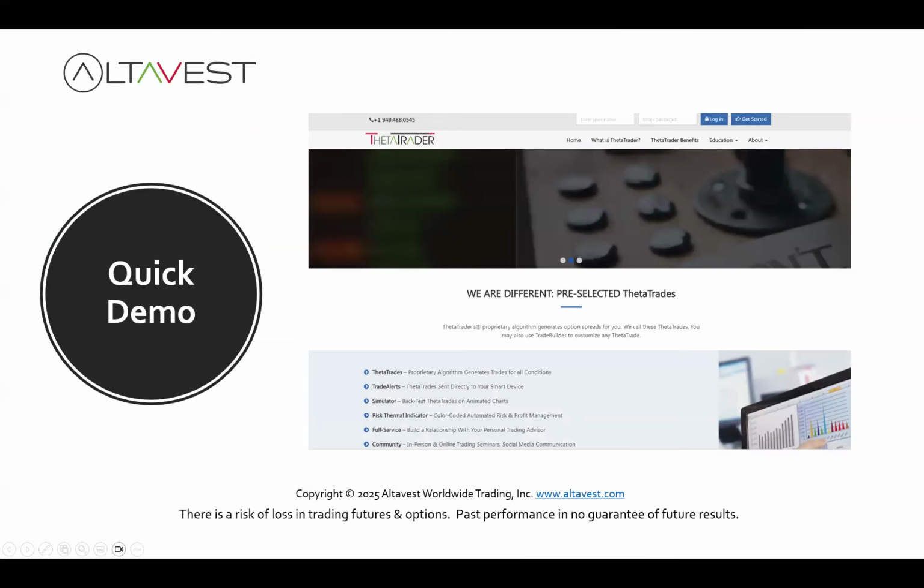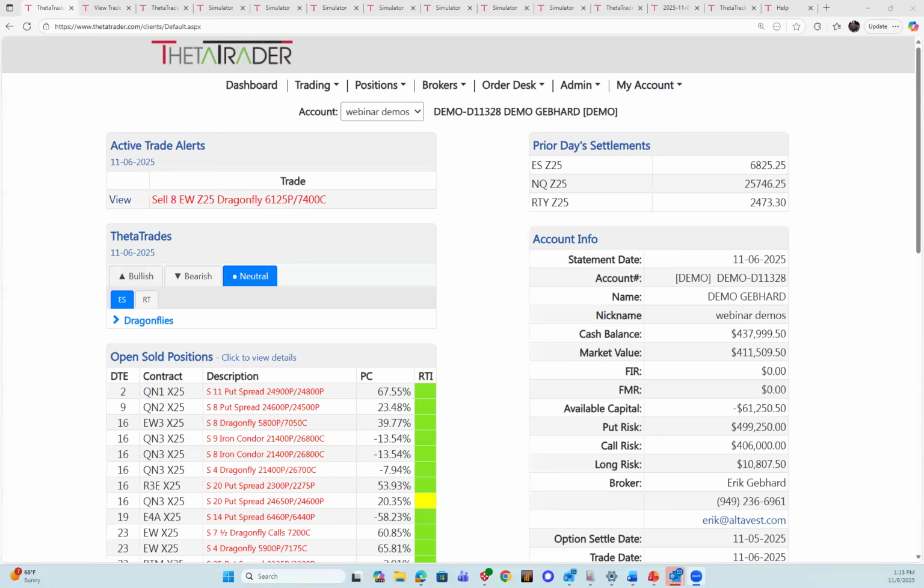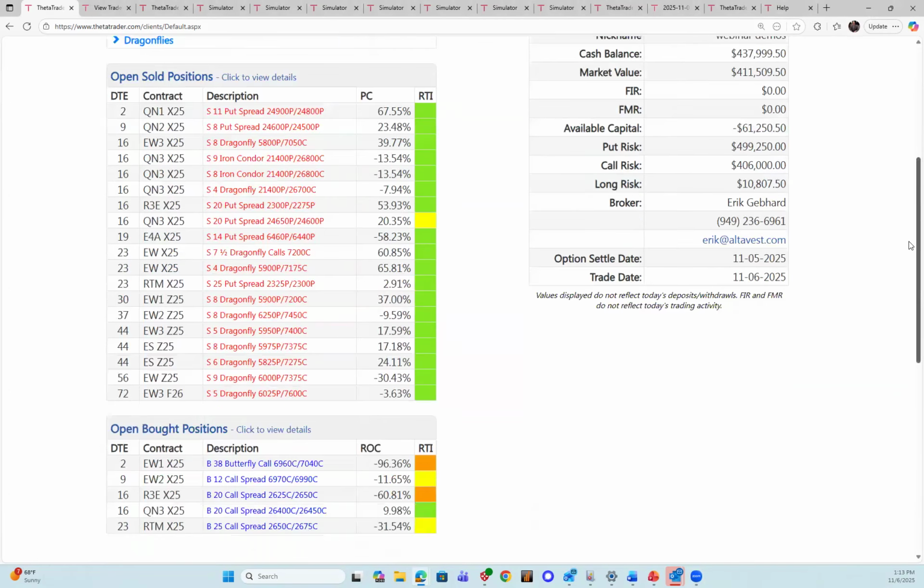So we're going to spend a few minutes in a demo here. Let me switch screens and just bear with me. Just making sure I'm on the right screen. Okay, so you are now looking at the dashboard for Theta Trader. And this is a demo account that I use for webinars, and so forth.